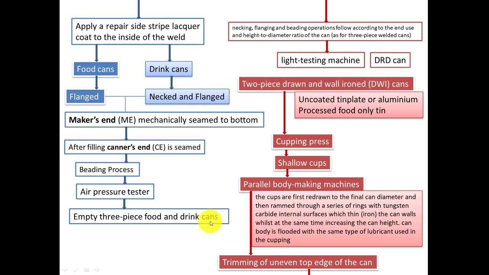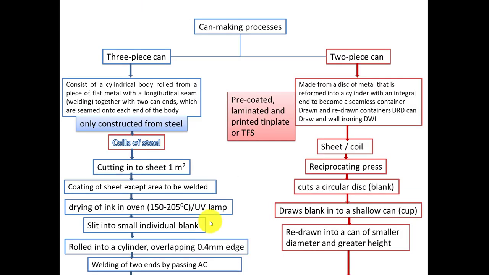Now I'm coming to the two-piece can. In the earlier case there were three pieces, and here there are only two. The material used for two-piece can manufacturing is pre-coated, laminated, printed tin plate or tin-free steel. Tin-free steel is also known as electrolytically chromium coated steel.